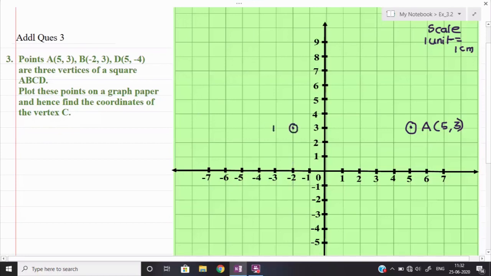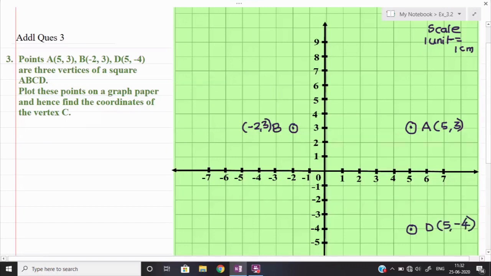Okay, this point I will mark as point B, whose coordinate I will mention as minus 2 comma 3. Now the third coordinate given to us is 5 comma minus 4. So where is 5 comma minus 4? X equal to 5 lies here, and then minus 4, so I will go down and mark this point. See, this is my point number D. This will be 5 comma minus 4. Okay, I hope it is clear to you.